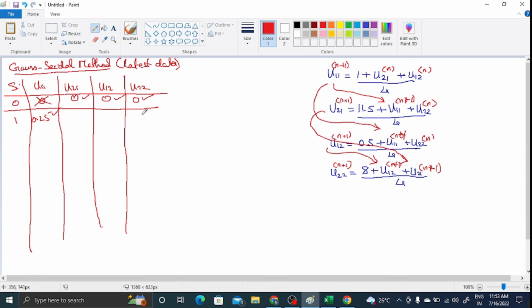Okay, always use latest data. So 11.5 plus 0.25 plus 0 is 11.75, so this is 2.875. Now take U12. For U12, we have to use 0.5 plus U11, so this is the latest data, plus U22, so this one is the latest data. So we have to use 0.5 plus 0.25 plus 0 divided by 4.